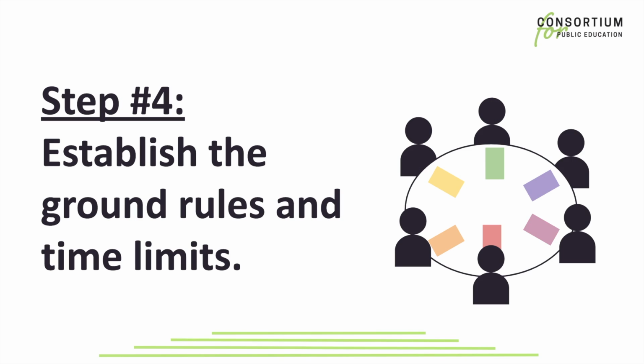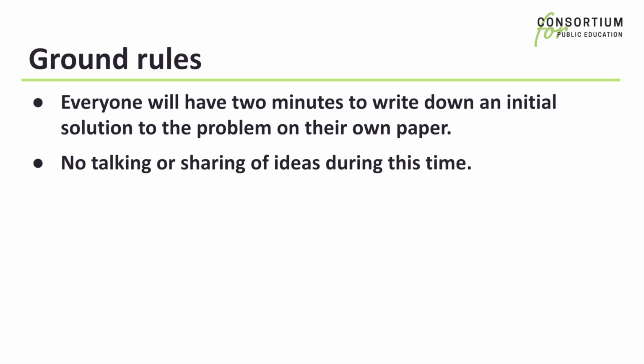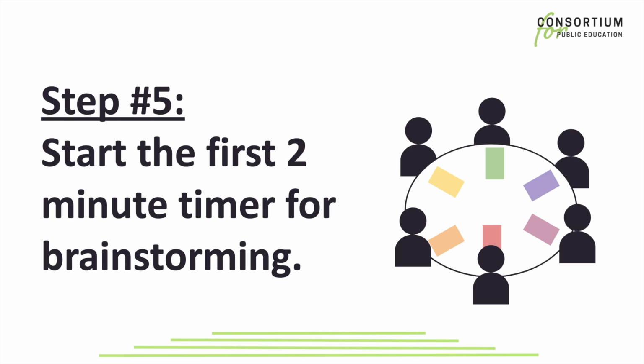Step 4. Establish the ground rules and time limits. For this method, we recommend these ground rules. Everyone will have 2 minutes to write down an initial solution to the problem on their own paper, and no talking or sharing of ideas during the brainstorming time. Step 5. Start the first 2-minute timer for brainstorming.